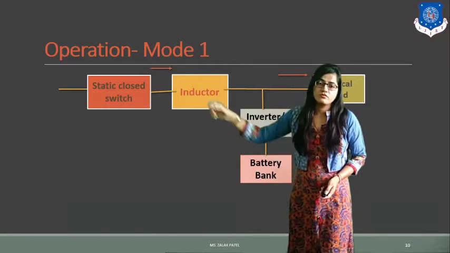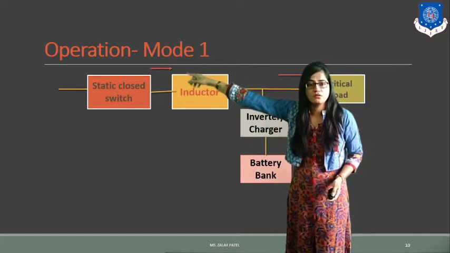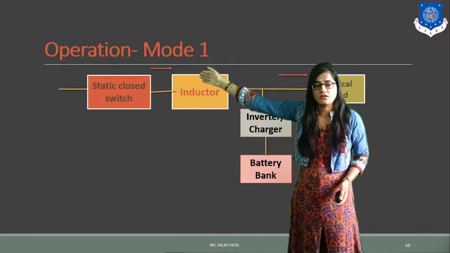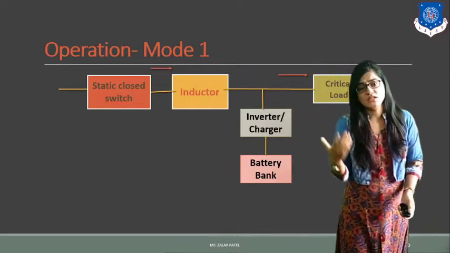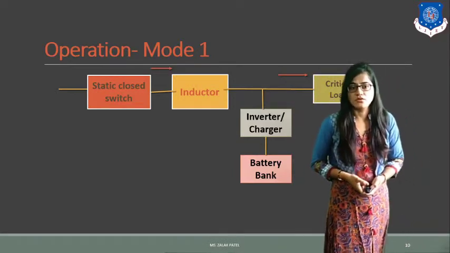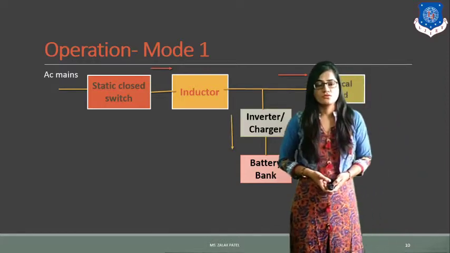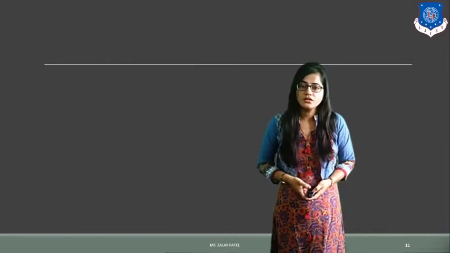So the flow can be seen by this arrow: it will flow from the static closed switch to the inductor and from the inductor to the critical load. So this will be the path for mode 1.